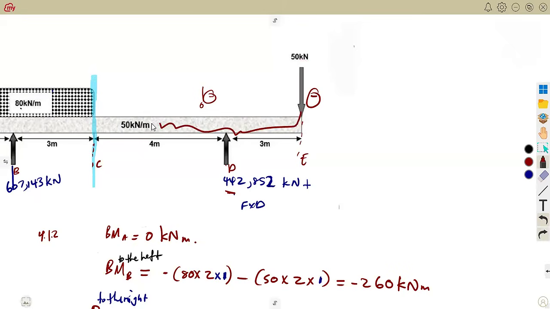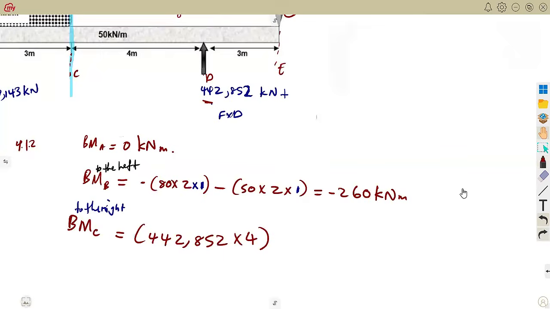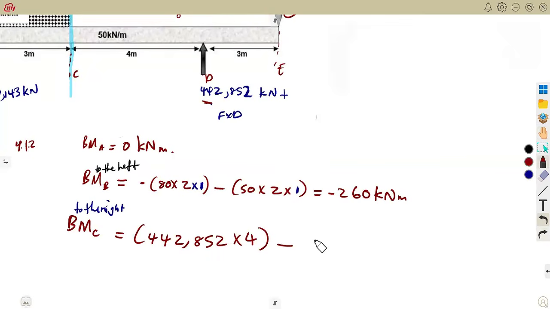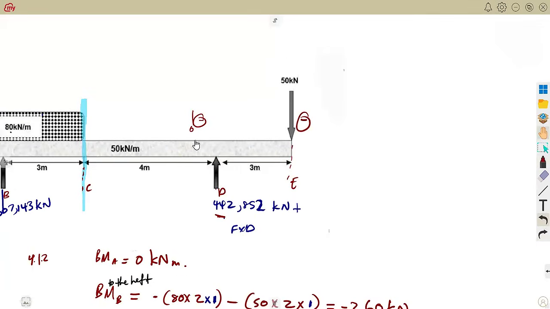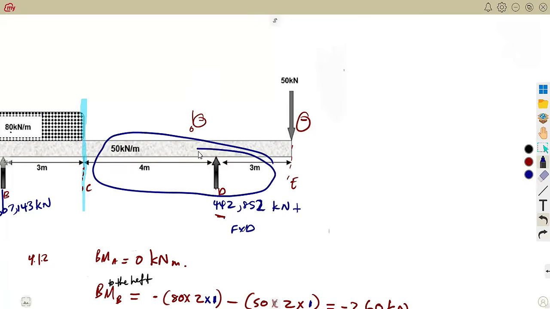So it's 50 times the distance back to C. So the distance back to C, that's 3 plus 4, which is 7. So that's minus, it's carrying a negative. It's a point load. So that's minus 50 times 7. Then we also have that part of the distributed load. So like I said, guys, it will actually definitely be a point load. So it will carry a negative. So it will be like this. In between, it is covering how many meters? 7 meters to the right side.